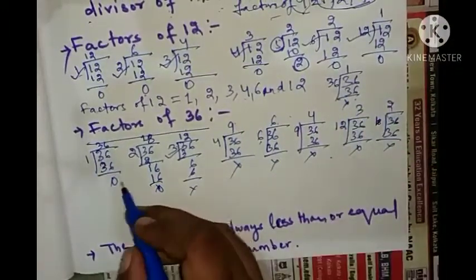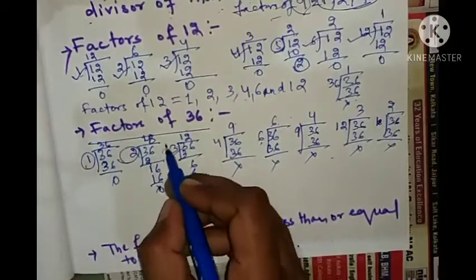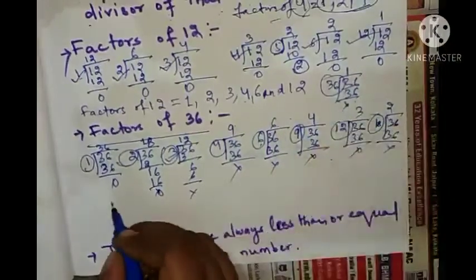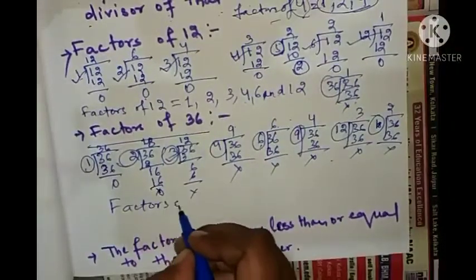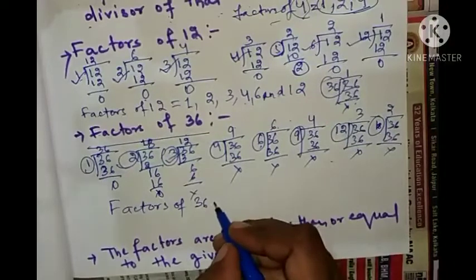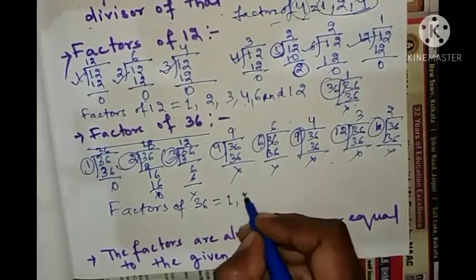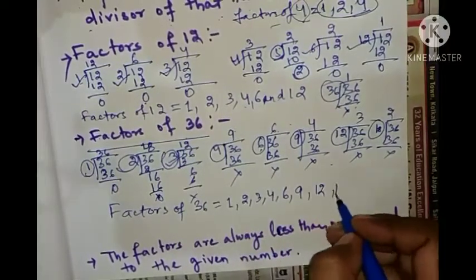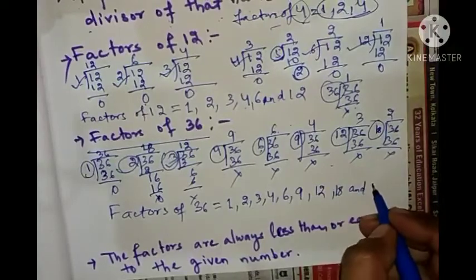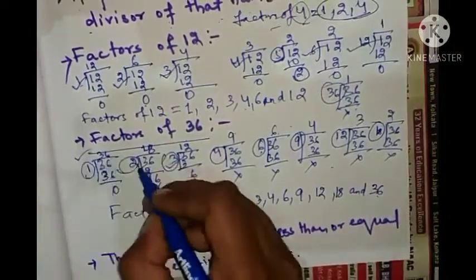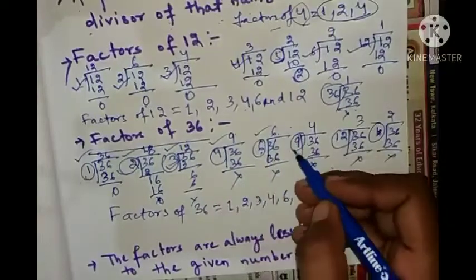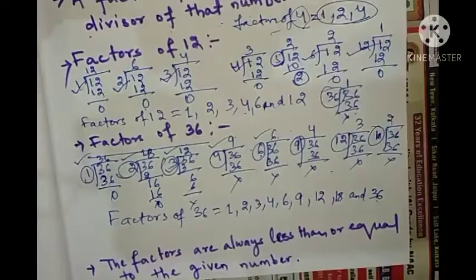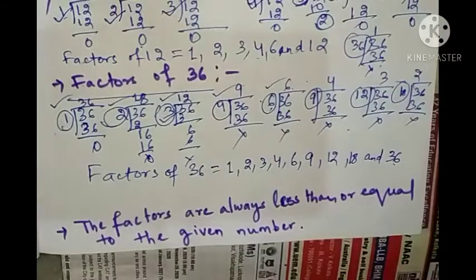Like that you can find the exact divisors of 36, and those are the factors of 36. So the factors of 36 are 1, 2, 3, 4, 6, 9, 12, 18 and 36. When you find the first half of the factors, you can find the second half. So these are the factors of 36.